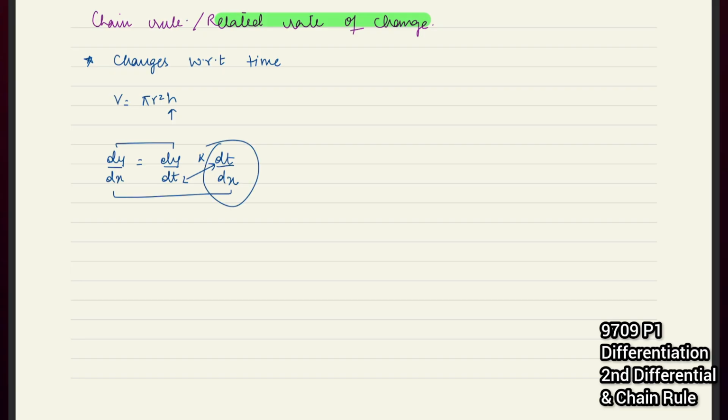But how do we get dt by dx? We don't. We will be given dx by dt, which means the rate of change of x, and we reciprocate it. For example, if it's given 6 per second, because rate of change with respect to time is going to have a unit of time, dt by dx is going to be 1 upon 6.